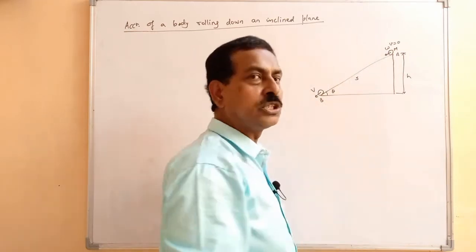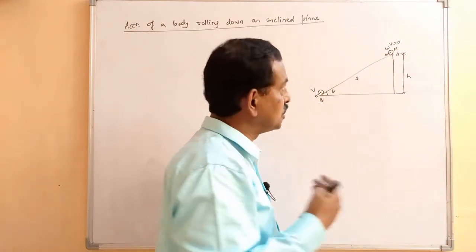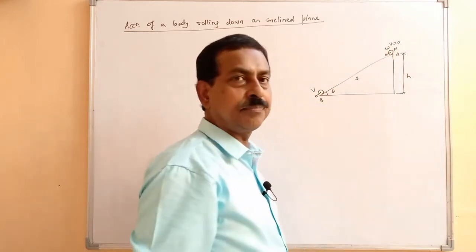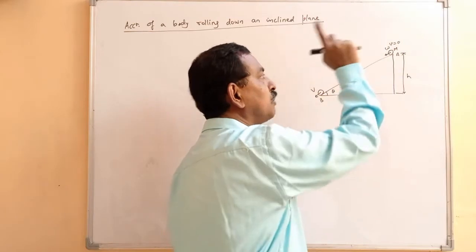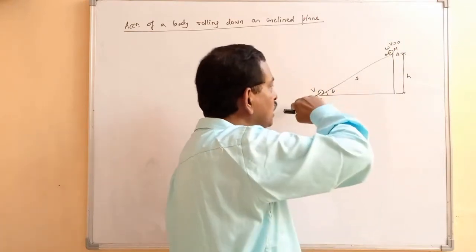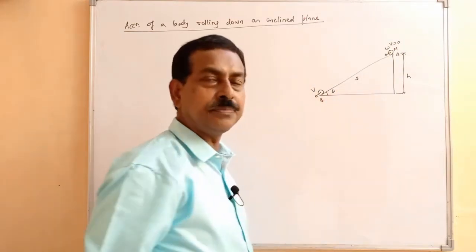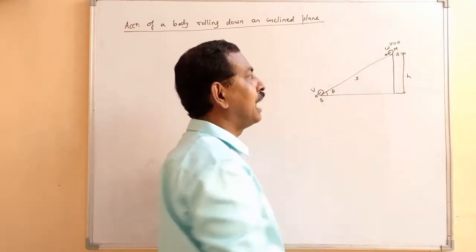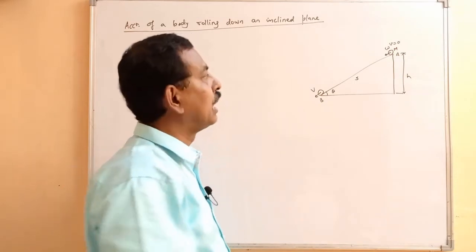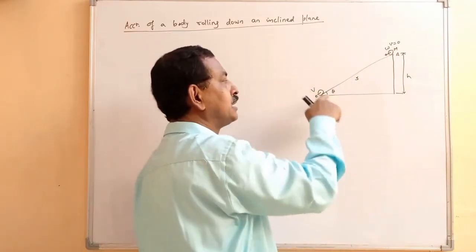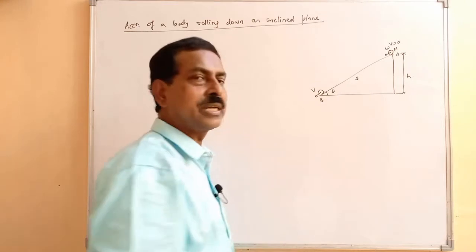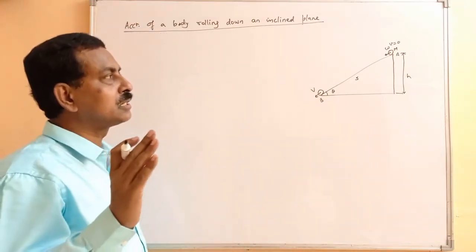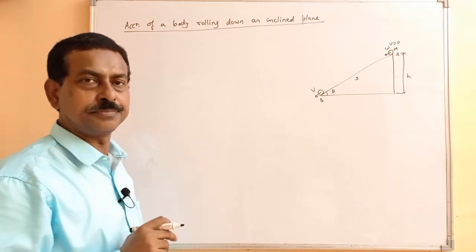Suppose omega is the angular speed with which it starts rolling, and initially it is released from point A. So its initial velocity is 0. It rolls down the inclined plane and reaches the point B with the velocity v. Suppose the point A is at a height h, and the inclined plane has an inclination theta and the length is s. So suppose we take the conservation of energy here.